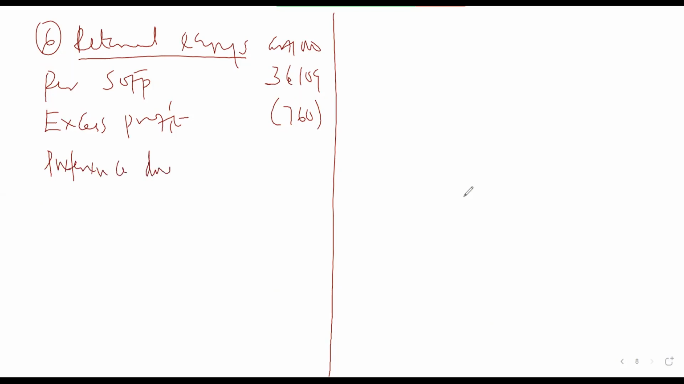Preference dividend. We add it back. It should not be subtracted. So that will be 1430. What are we going to get? Add it. Then I will show you another way of getting the retained earnings.